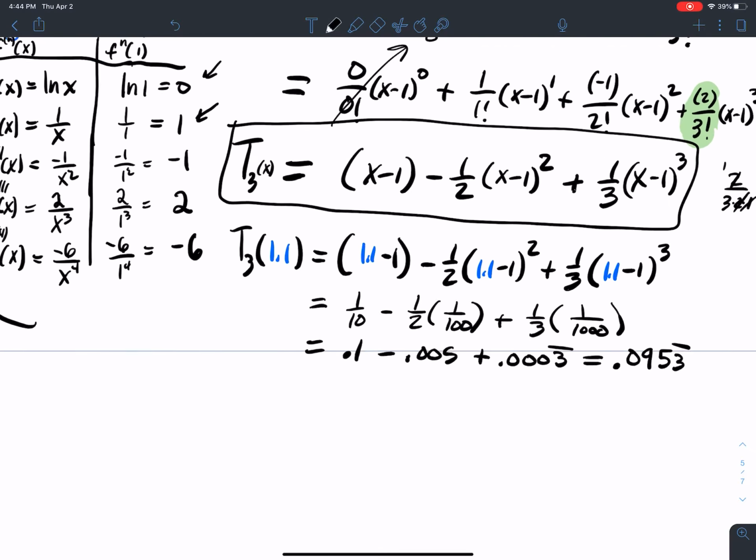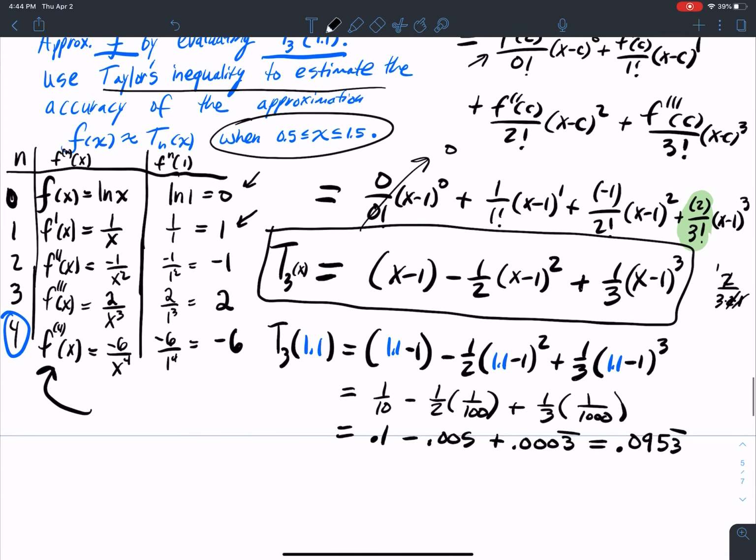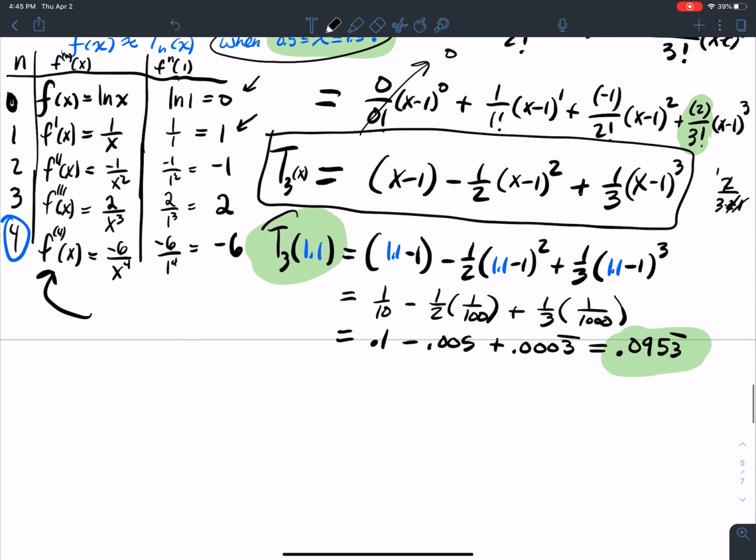All right, now what else was I asked to do here? Use Taylor's inequality to estimate the accuracy on this interval. I've just evaluated this function and that gave me a number. I want to know how accurate it is on this interval. What's the max error that might occur using my T3, which is not exactly equal to f of x, the natural log of x? That might be challenging to calculate by hand. So what do I do?